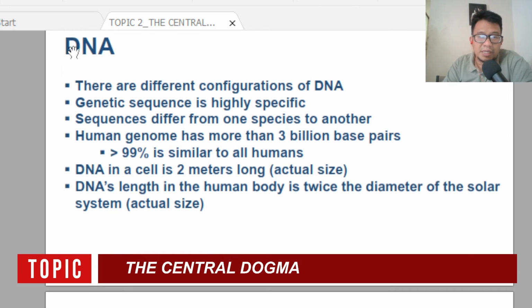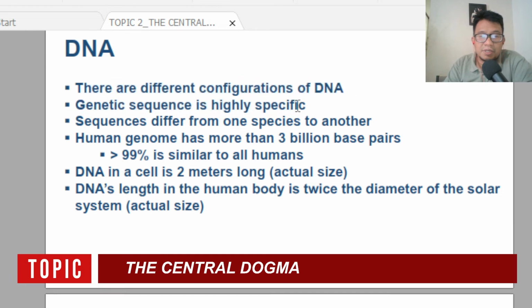Okay, so when you say DNA, we have discussed now the major nature of DNA. There are different configurations of DNA, and the genetic sequence is highly specific, right? ATCG, and then that genetic sequence. Now there are segments that are responsible for the production of certain products in cells. Okay, because you can think of cells as little factories inside your body. So sequences differ from one species to another.